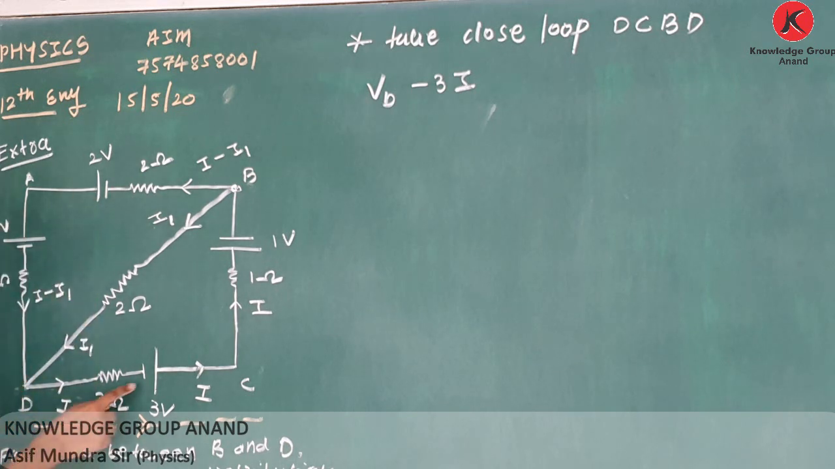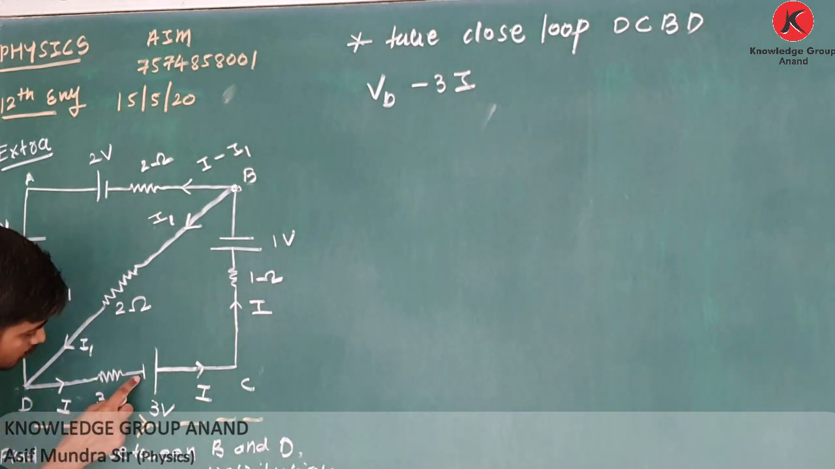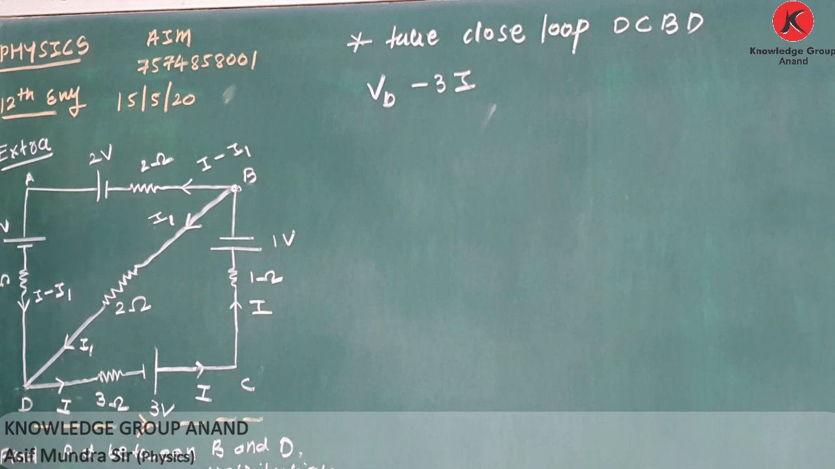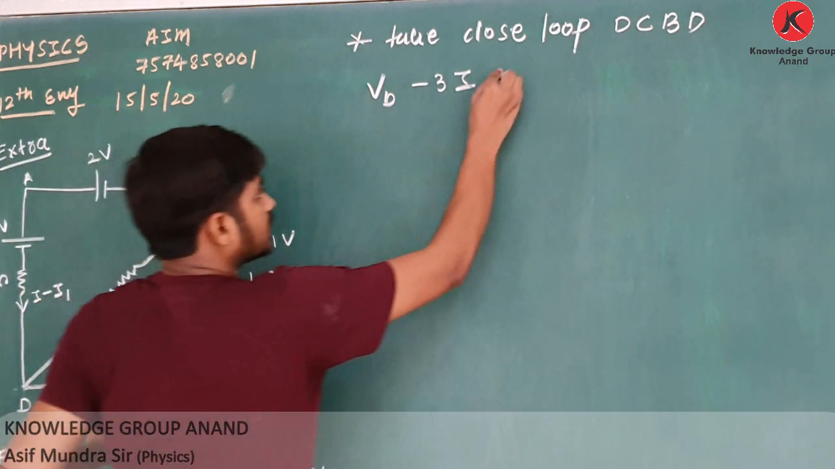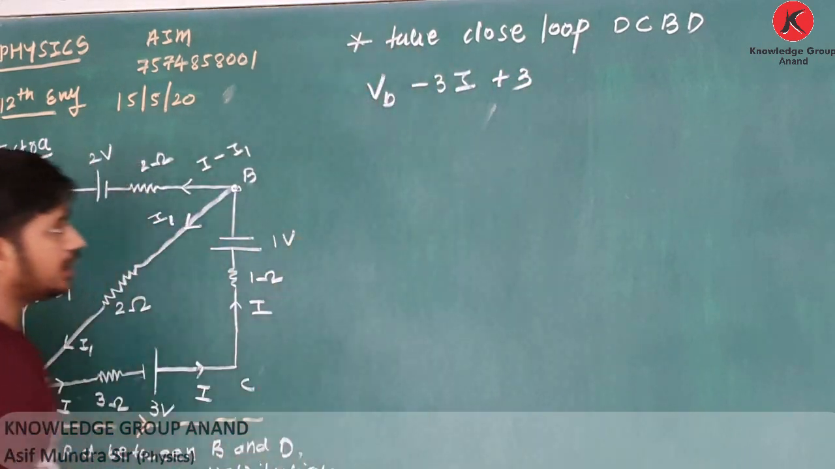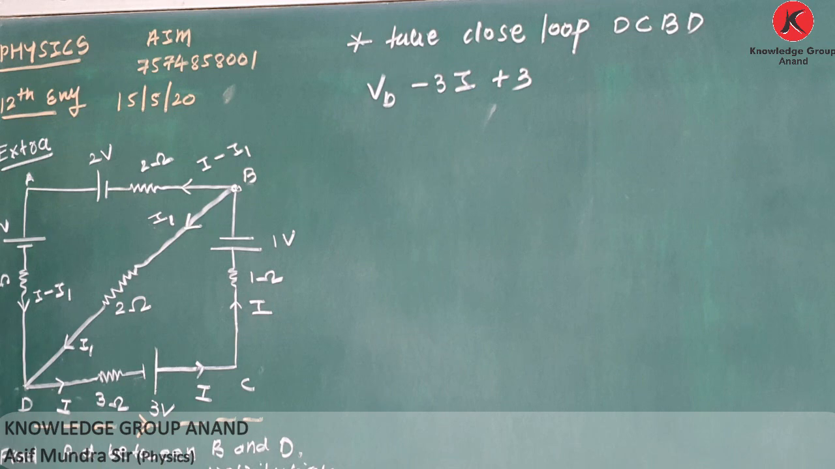Now, the next element is a cell. We are moving from the negative terminal to the positive terminal, and we know that when we move from negative to positive terminal, we have to consider the EMF positive. So it is plus 3. Clear about this?